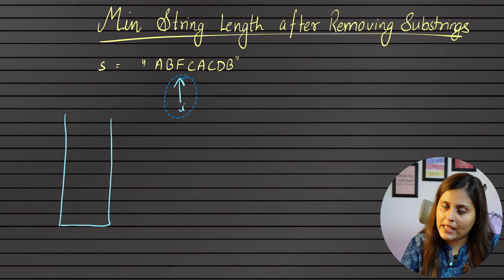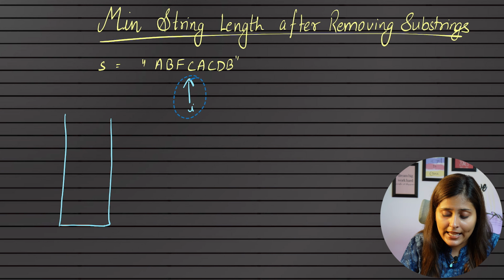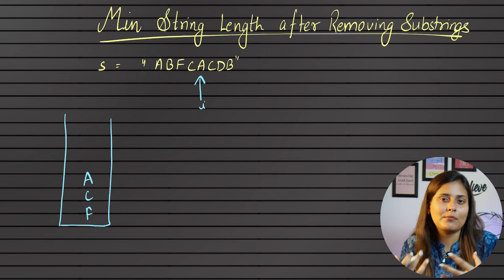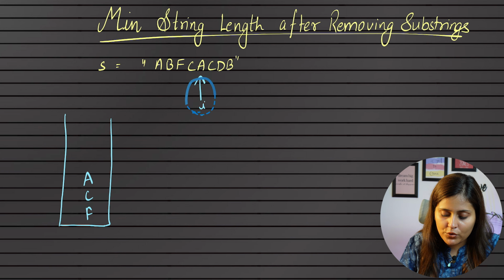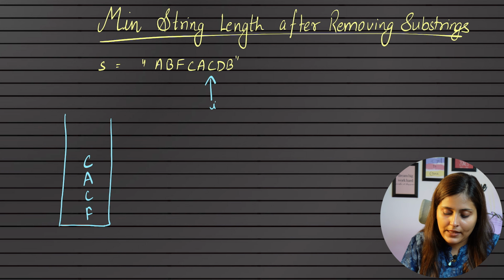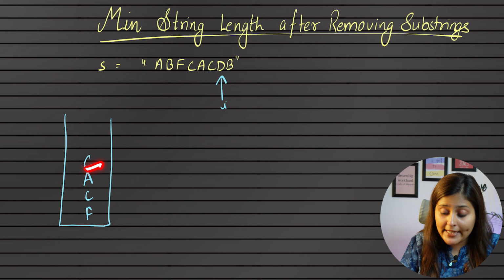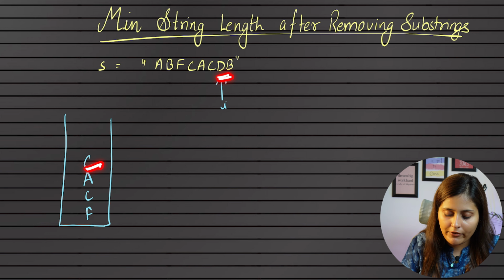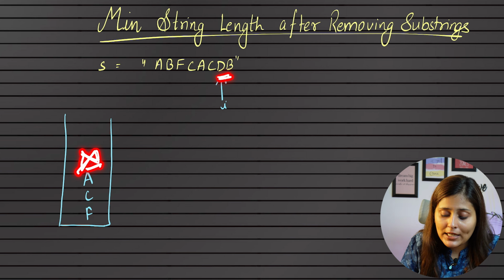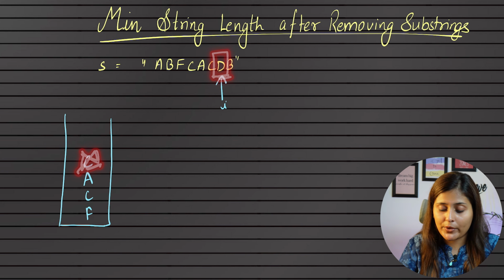We'll move to F. F we will add. C we will add. A we will add. The reason is that there are no popping conditions yet. So we'll move to the next, which is C. We will add. Now we will be at D and we'll see that the previous character is C and the current is D, which we have to delete. So hence we will pop C from here and we will not add D, means both are excluded, correct?